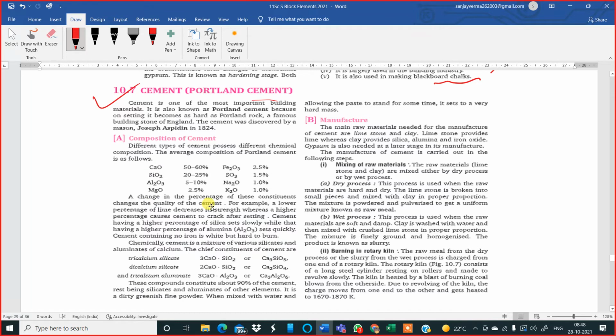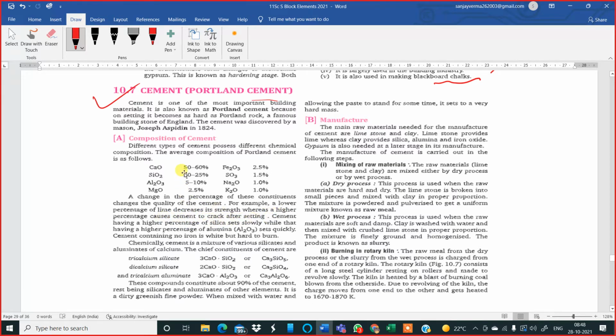So if you want to maintain a good quality of cement, then you must maintain these percentages accurately. For example, a lower percentage of lime decreases its strength. So if the lime is less, the cement becomes of poor quality. Okay, whereas a higher percentage of it causes cement to crack after setting.